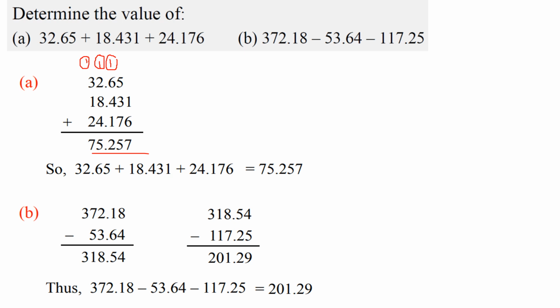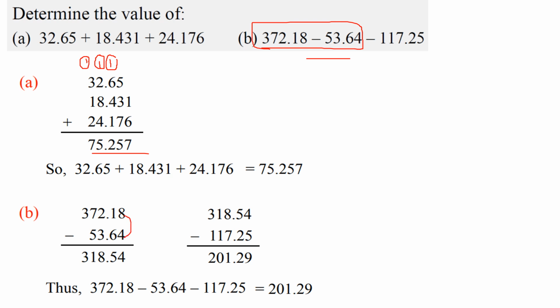But for the second question, we have minus: 372.18 minus 53.64, then minus 117.25. So first you need to take the first two terms, then from the result you have to subtract 117.25. So, 372.18 minus 53.64.